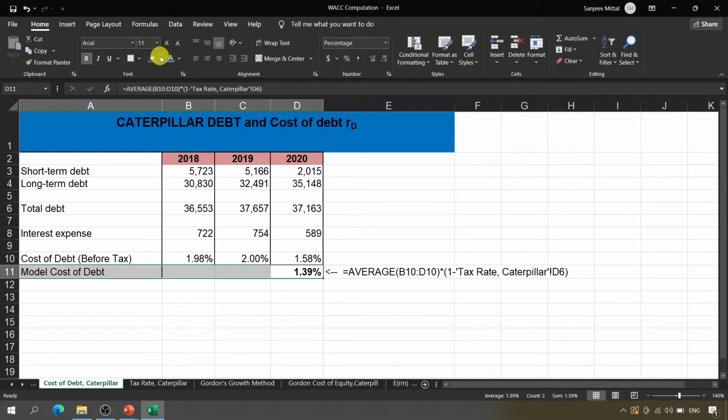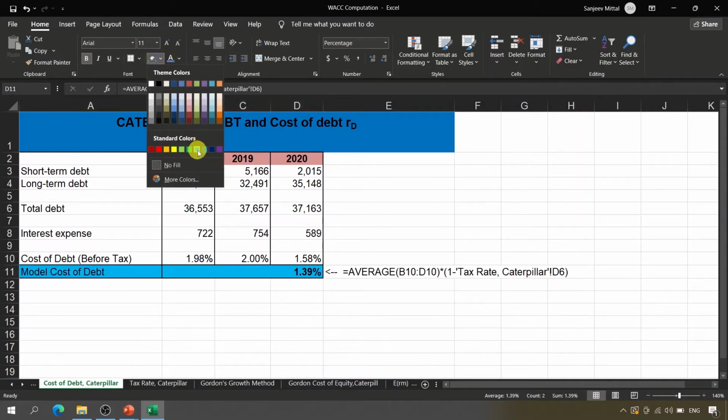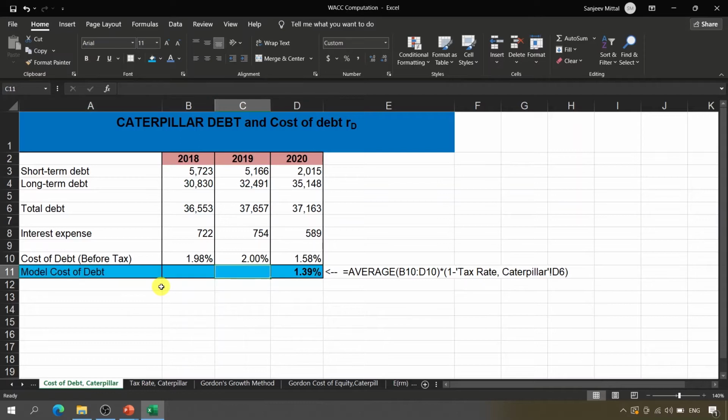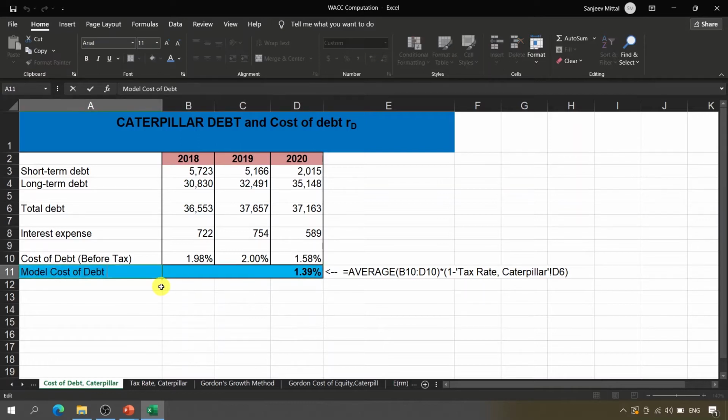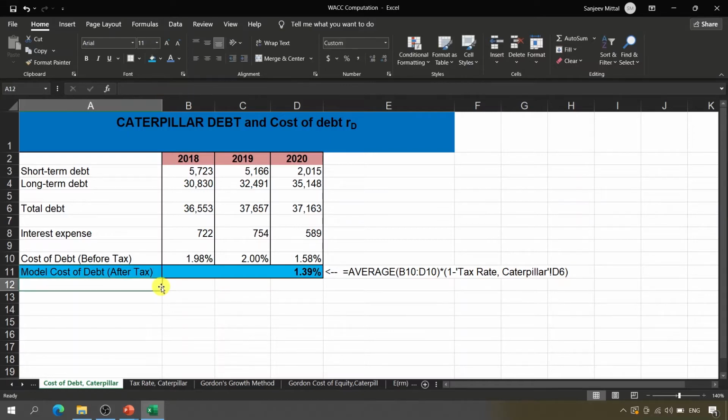This cost of debt shall be used for our calculation of weighted average cost of capital. So this is the model cost of debt I am writing after tax. This number shall be used for all the details regarding WACC calculations.